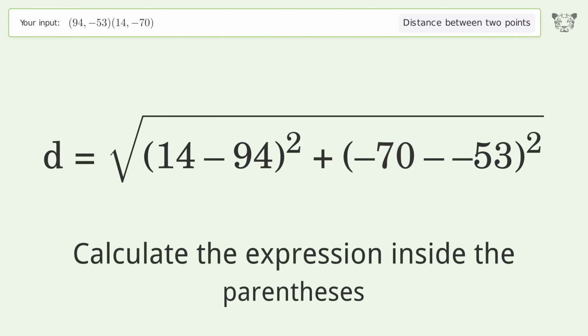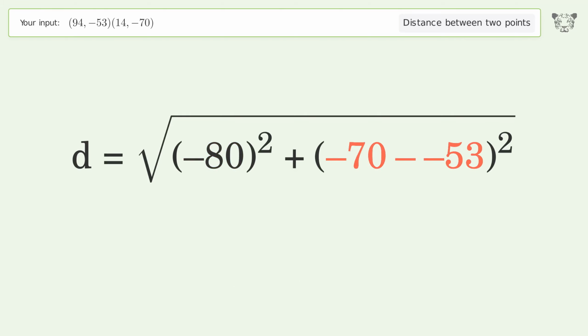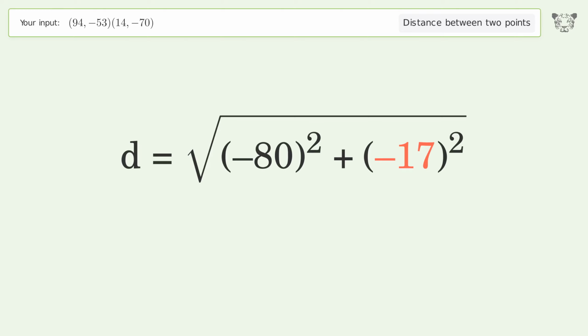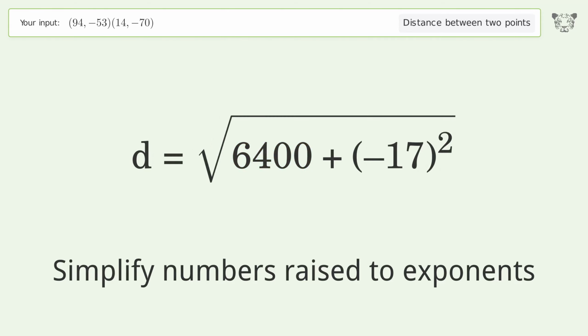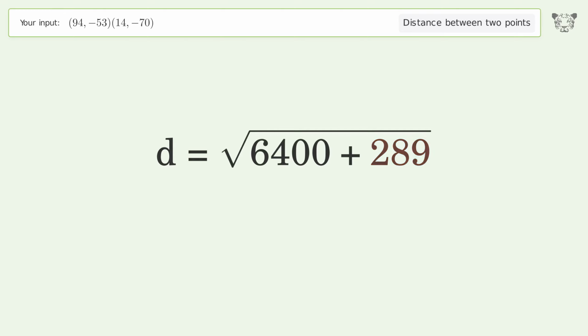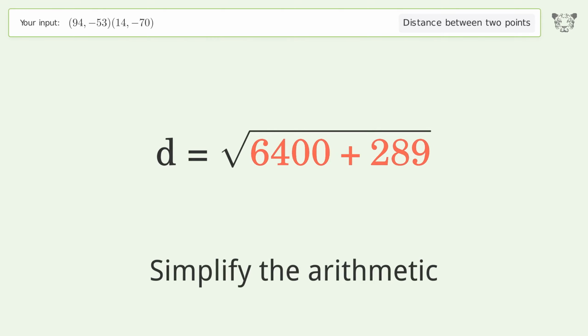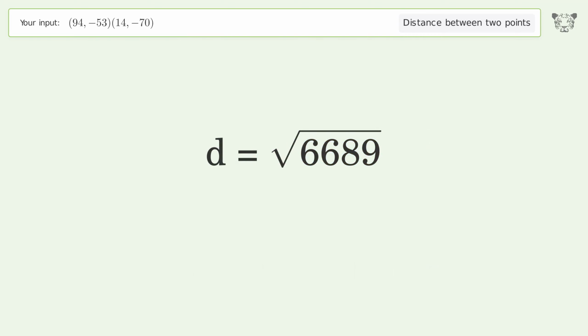Calculate the expression inside the parentheses. Simplify numbers raised to exponents. Simplify the arithmetic. And so the distance between the 2 points is the square root of 6,689, or 81.786.